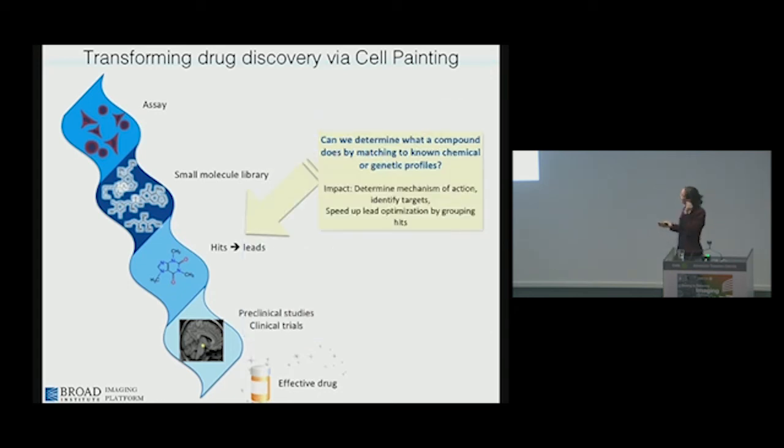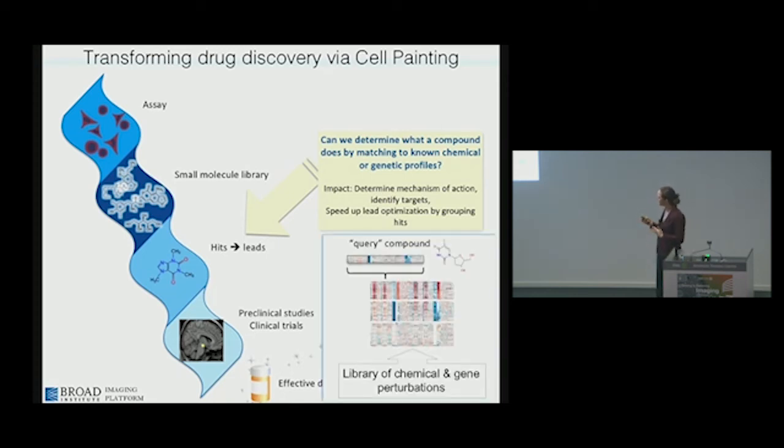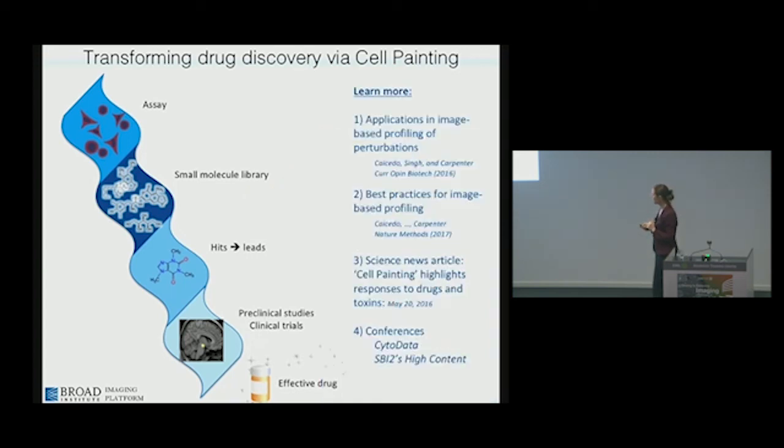And then another example: can we determine what a compound does by matching it to known chemicals or to genetic profiles? This is very well proven in the field. I won't go through any papers or details, but generally speaking, if you have a lot of compounds and you know that some share a mechanism of action, you'll see their profiles cluster. So if you have an unknown compound, a query compound, you can look it up against a library of existing chemical perturbations. But what's really exciting is to look it up against genetic perturbations as well, because that can give you a clue as to how your compound is working, which is a pretty valuable step along the pathway to getting a drug approved by regulatory agencies.